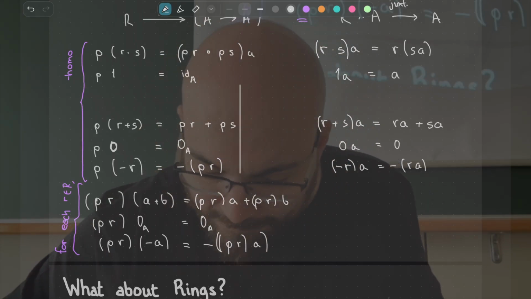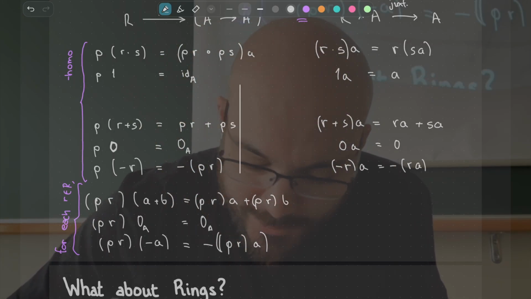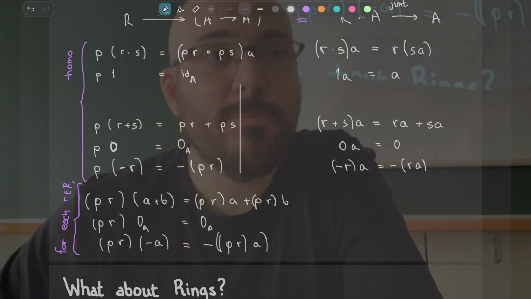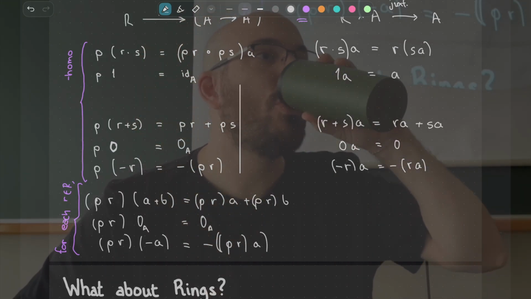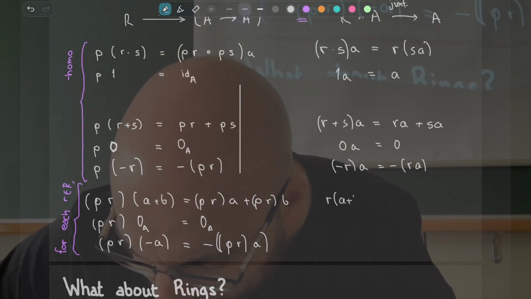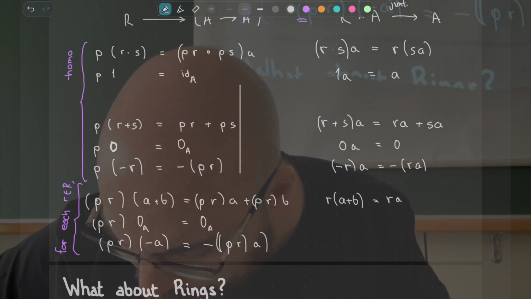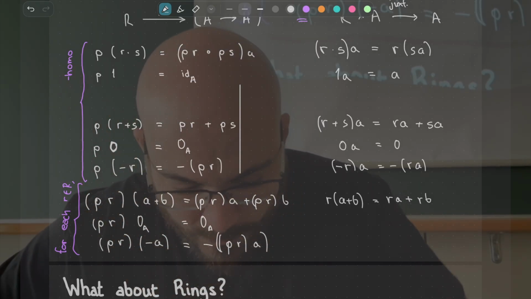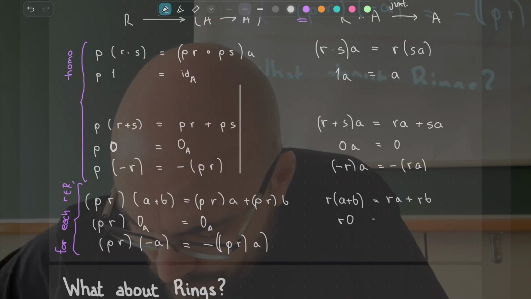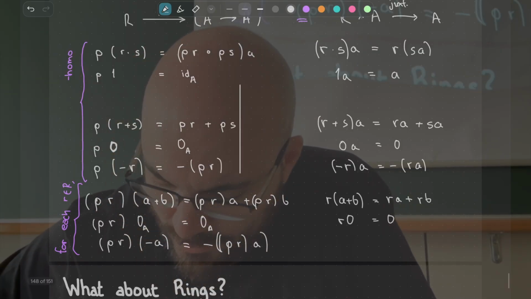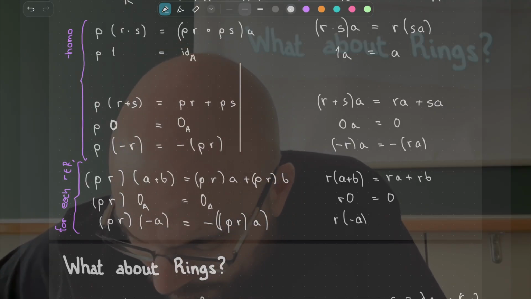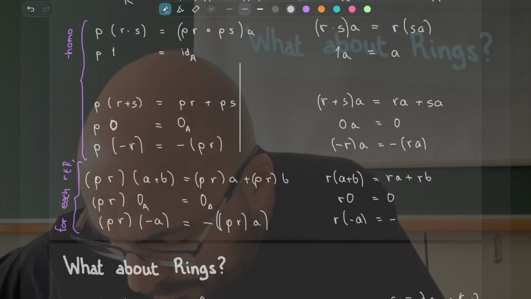What's next here? Okay, so let's get rid of the rows here. Somebody? Yes? R times (A plus B) is R times A plus R times B. A plus B equals RA plus RB. And okay, R times 0 should be 0. And R times minus A should be minus R of A.